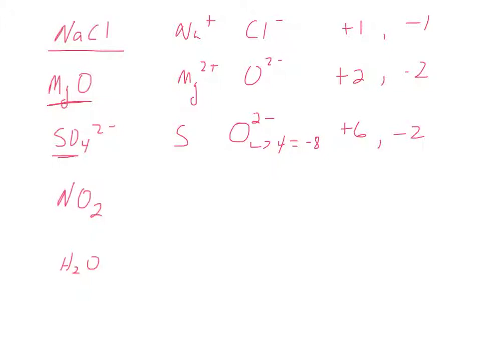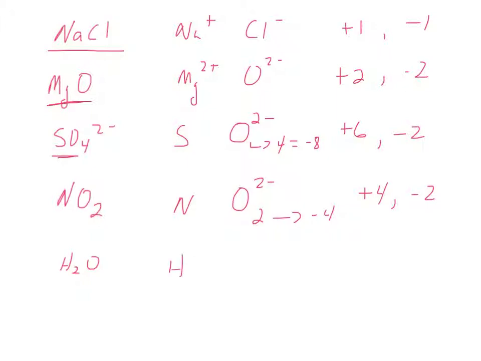So what about in NO2? In this case, we've got the nitrogen and we've got the 2 oxygens. As the oxygen is a -2, we've got 2 of those guys, so 2 times a -2 gives me a -4. So our oxygen is a -2, but our nitrogen then must be a +4. Again, it's not a real charge.